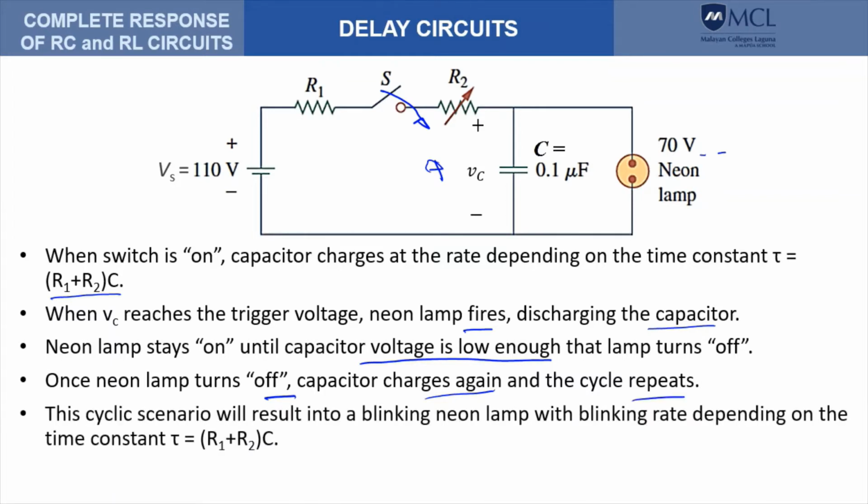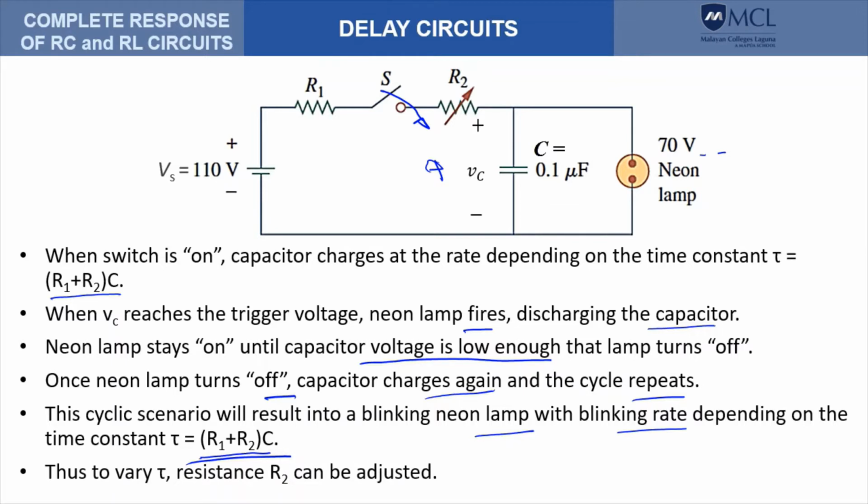This repeating scenario will create a blinking neon lamp with a blinking rate depending on the time constant, which is given by this quantity. Thus, we can vary that rate by varying the time constant tau. And in this diagram, that can be accomplished by varying the value of R sub 2.